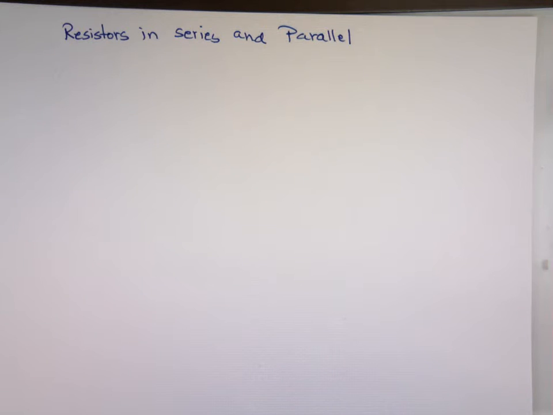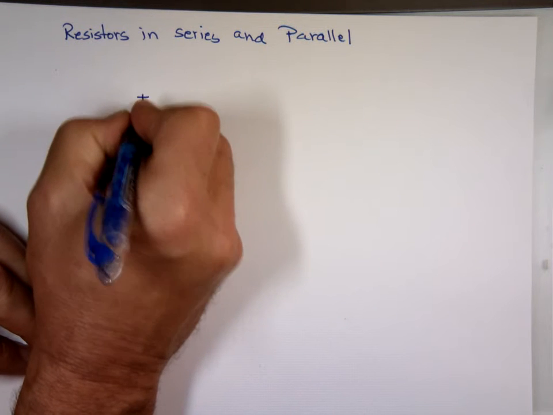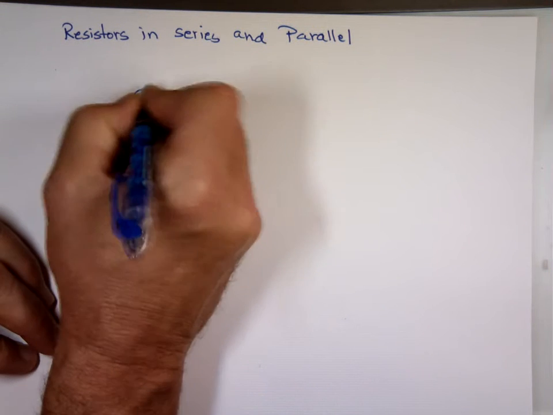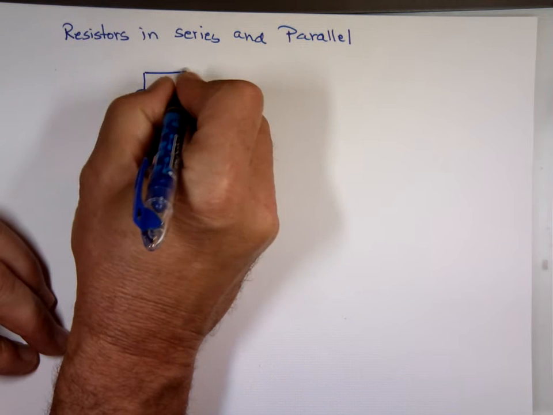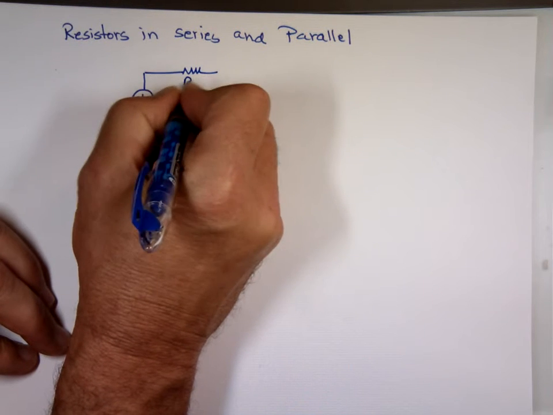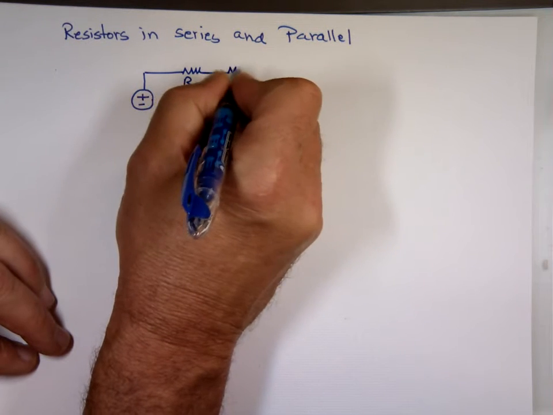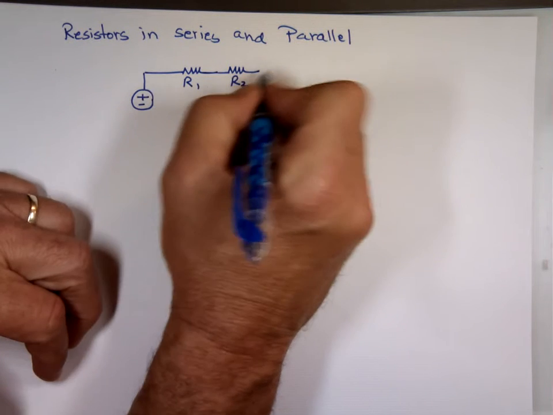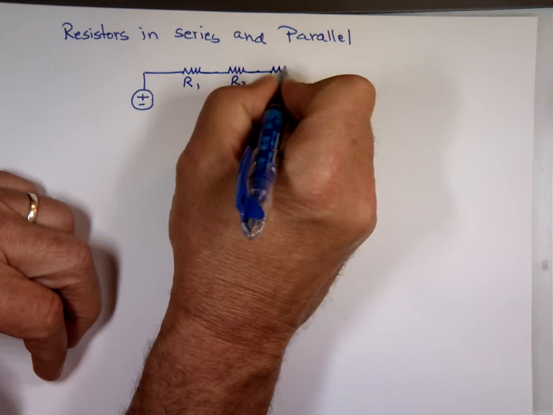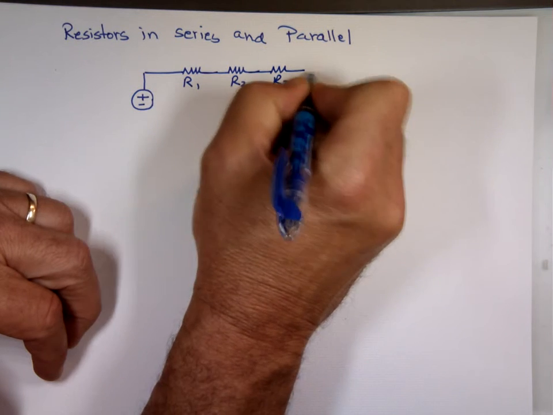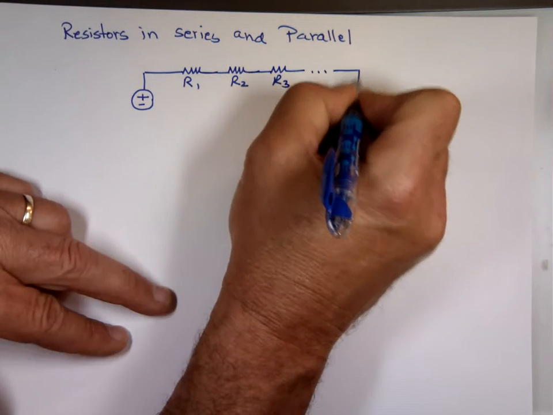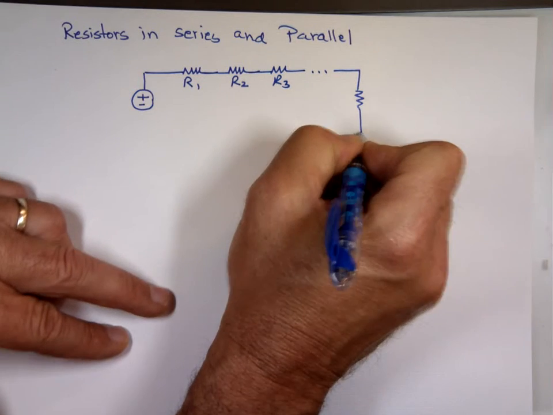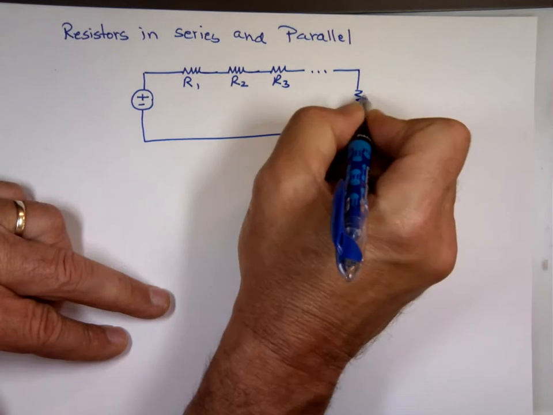Let's look and see how we handle when you have resistors in series. If I have this circuit, R1, R2, R3, and so forth, Rn.